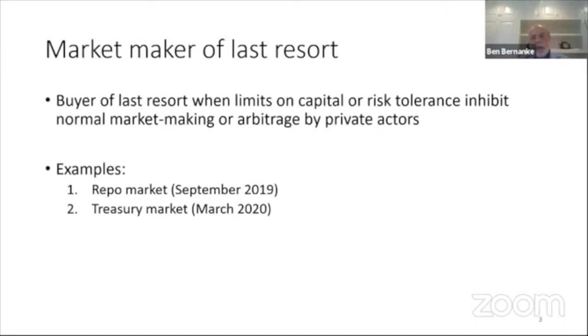So a market maker of last resort is the buyer of last resort when limits on capital or risk tolerance in the private sector inhibit normal market making or arbitrage by private actors. A couple of examples from the recent period are the repo market spikes in September of 2019, when shortages of capital, balance sheet space, et cetera, led to these failures of arbitrage in the repo market. The Fed has been putting large amounts of cash in the system to try to offset that, with a good bit of success. The other example I'll come back to, which Arvind mentioned, is the spike in March 2020 in the Treasury market, again related to failures of arbitrage or failures of market making, dealers with inadequate capital to absorb the sales of treasuries by leverage-constrained investors.